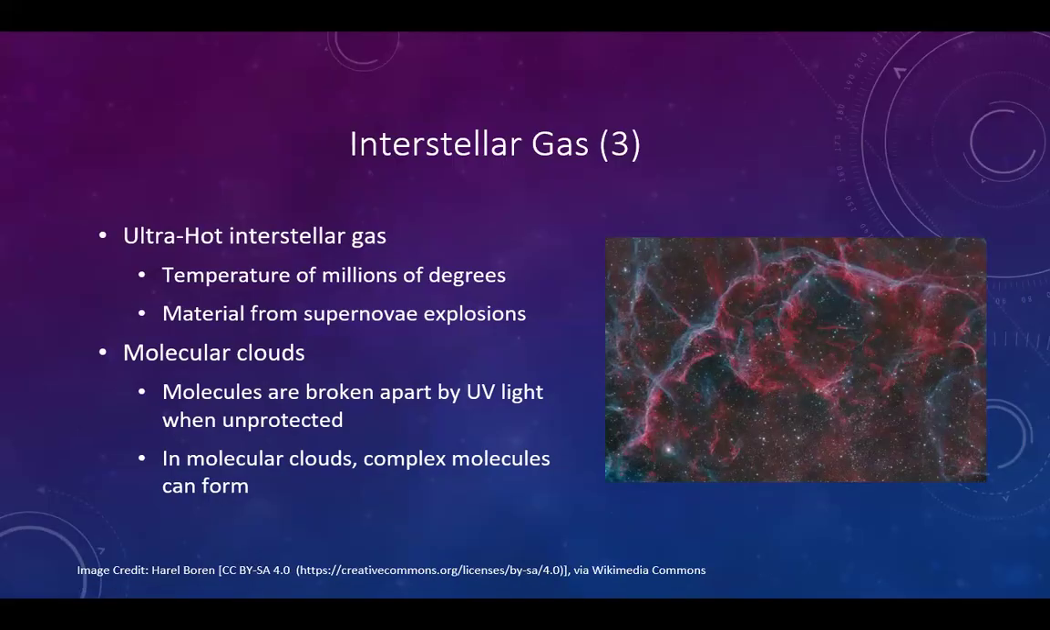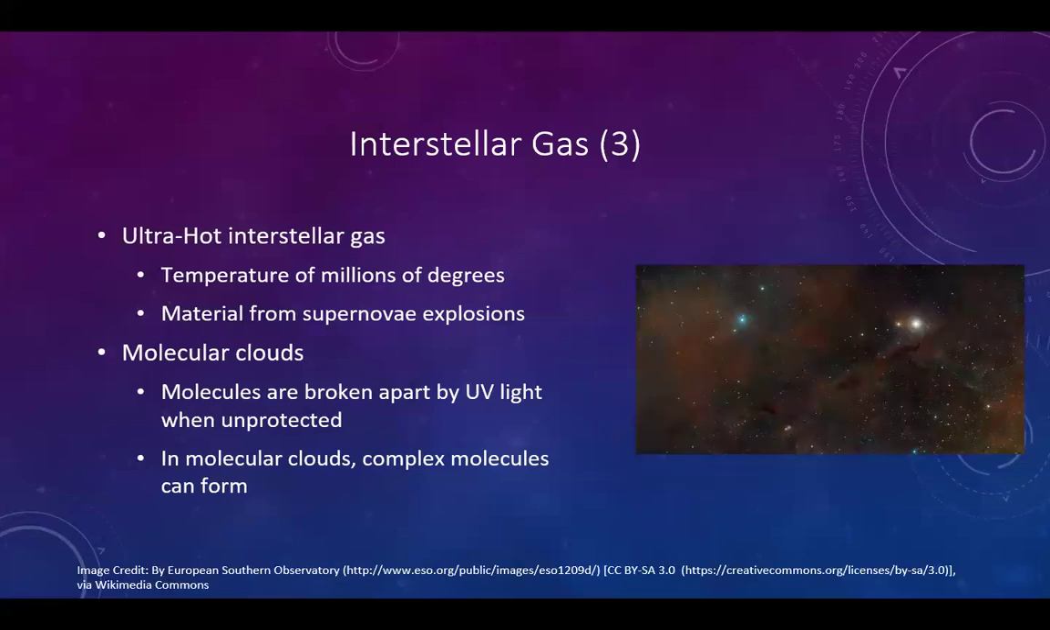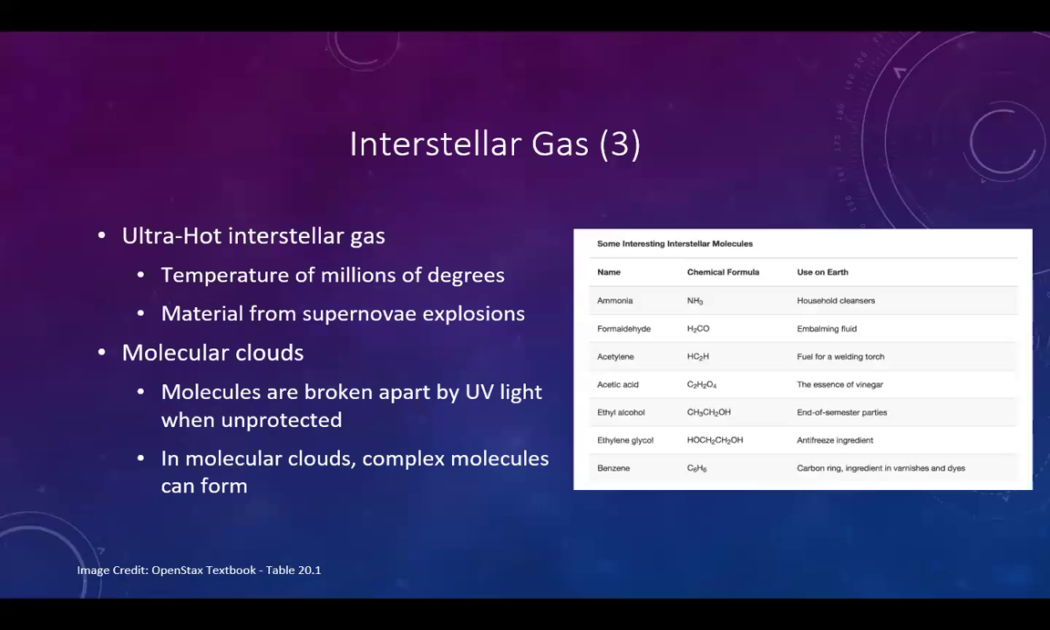So this is the ultra hot interstellar gas. These are some molecular clouds. They're kind of hard to see because they're dim. Molecular clouds tend to be darker because they're full of gas and dust. But molecular clouds are also important because they're the densest clouds. So they're the ones most likely to pass over that limit to collapse and form stars. So molecular clouds are where stars tend to be born.